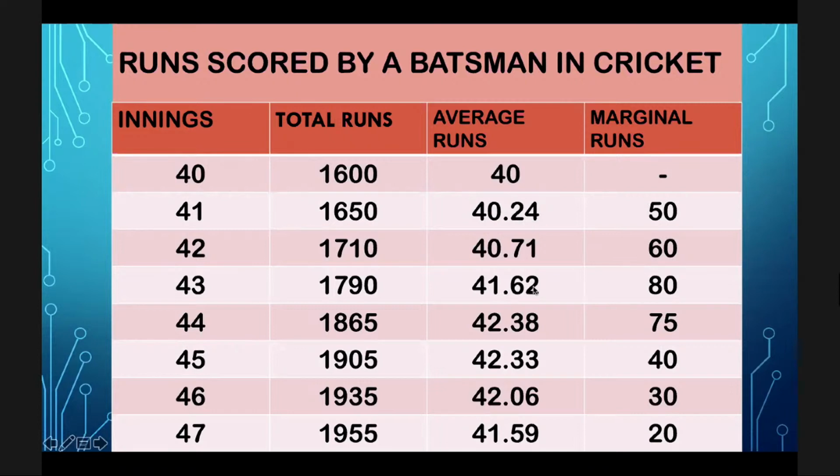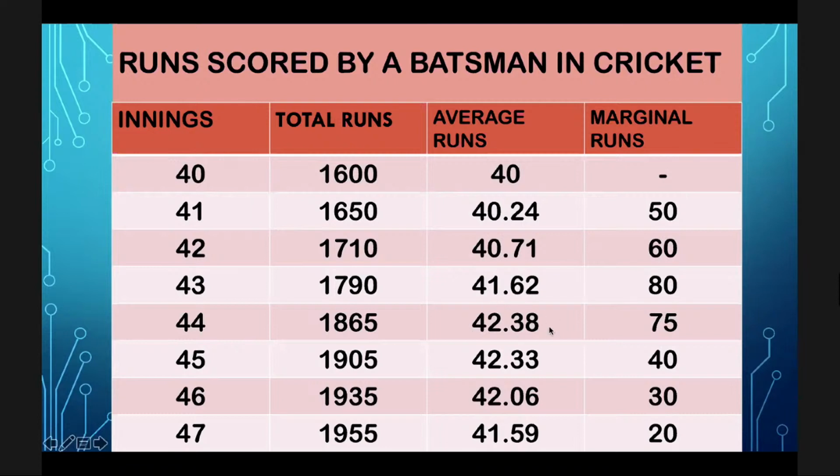Marginal runs are rising and greater than average runs. Average rises. Now marginal runs have started falling. From 80 it has fallen and become 75. Total becomes 1865 divided by 44, 42.38. What do you observe? Although marginal is falling, average is still increasing. Why? 41.62 to 42.38. Why is it increasing? Because this falling marginal is still greater than the average.